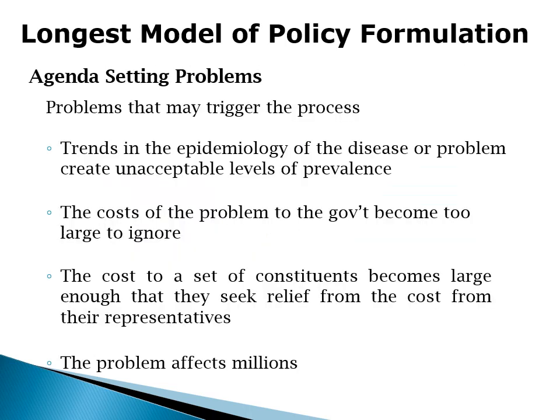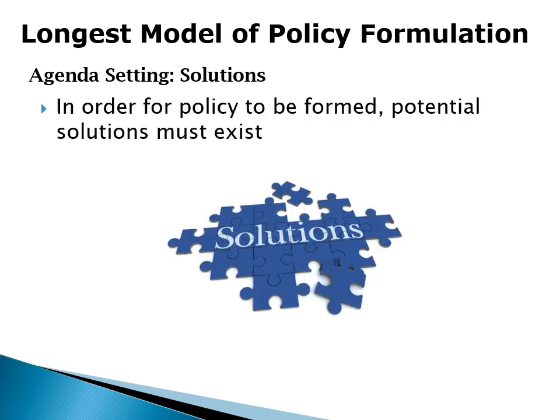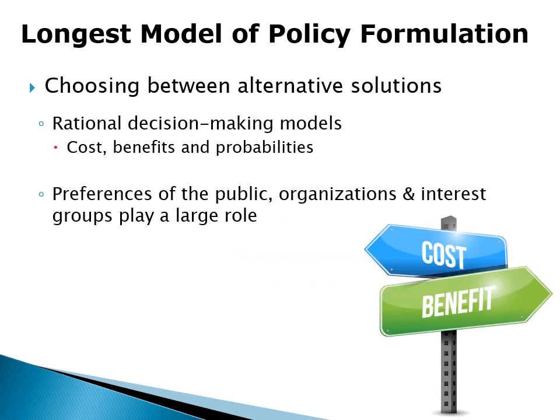So what kinds of problems set the agenda? So trends in the epidemiology of a disease will create unacceptable levels of prevalence. The costs of the problem to the government become too large to ignore. The cost to a set of some constituents becomes too large to ignore, so they seek relief from the representatives. The problem affects millions. But in order to get on the agenda, it's not enough to have a problem. You have to have a solution. So potential solutions need to exist.